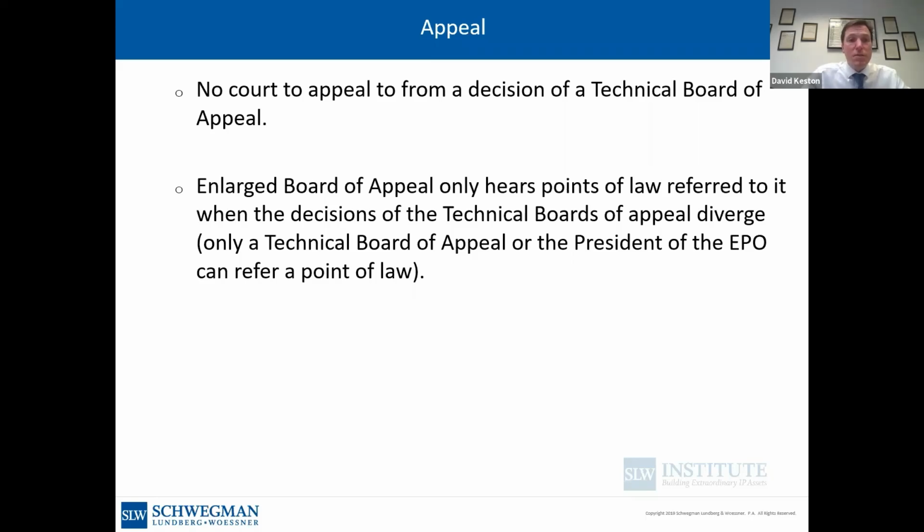There's no court to appeal from the Technical Board of Appeal, so it's very different in that respect from the US system. There is a thing called the enlarged board, but they only hear points of law that are referred to it when decisions diverge. So one has technical boards in different areas, and they might give an opinion on a particular interpretation of the law, and it may diverge. And they're becoming rarer and rarer, but there are certain decisions that are being considered.